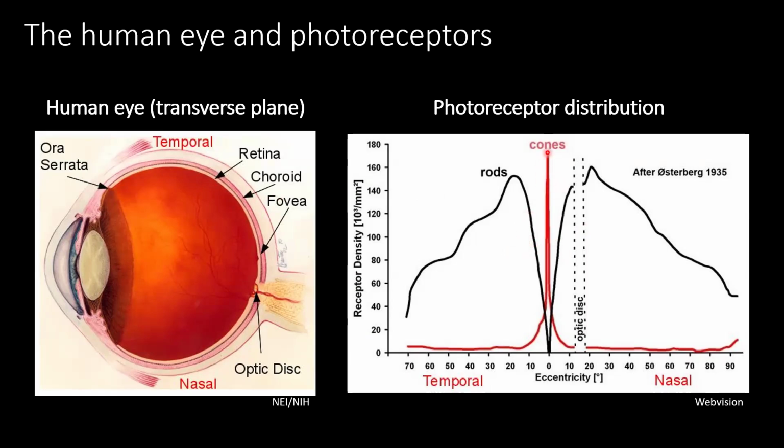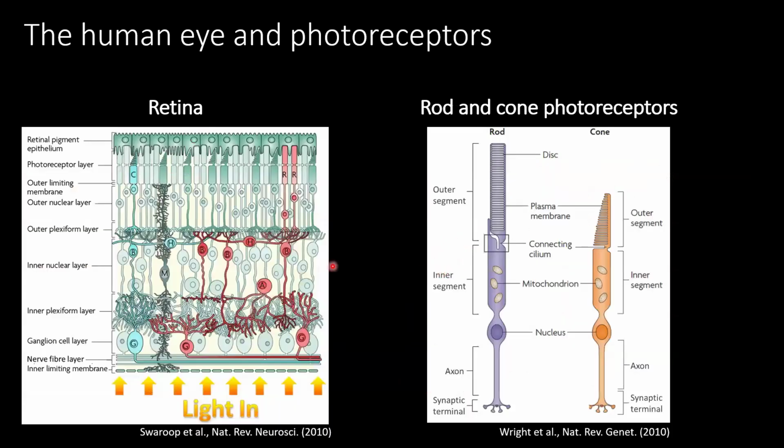So the cones have a very high density at the center of the retina, at 0 degrees eccentricity at the fovea, and then that drops off very rapidly towards the ora serrata, while the rods are absent from the very center of the fovea, from the foveola, and then increase in density quite rapidly up to about 20 degrees eccentricity, and then that drops off more gradually towards the ora serrata. So basically you have a cone-dominated fovea and a rod-dominated rest of the retina. And then both are absent from the optic disc, of course.